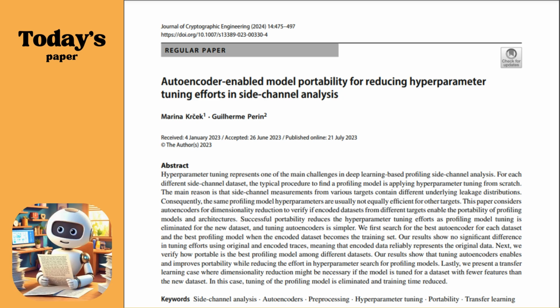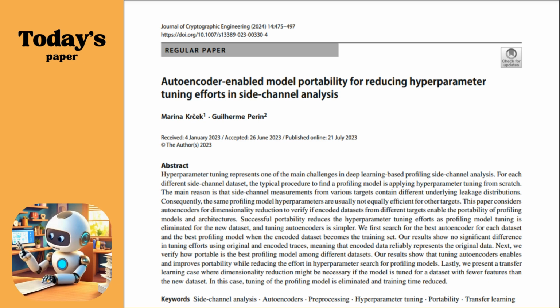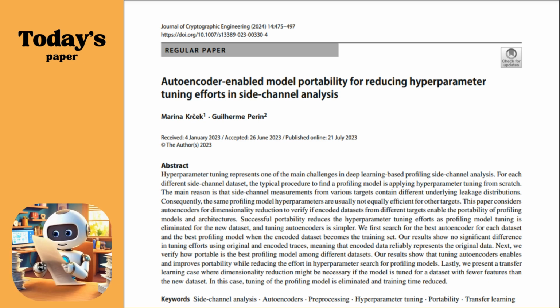Gotcha. What did they do with it? Well, they took those top-performing models, the ones they had trained on that DPA 4.2 dataset, and then they tested them on the ASCAD and ASCAD-F datasets. Without changing any of the settings? Nope. They kept everything exactly the same, just to see if they could get those models to work on completely different data. Okay, so like a true portability test.